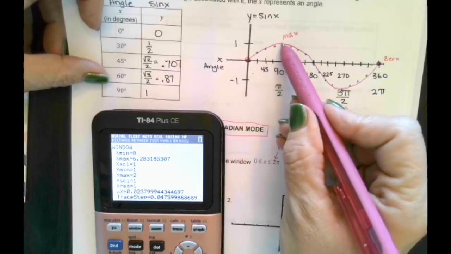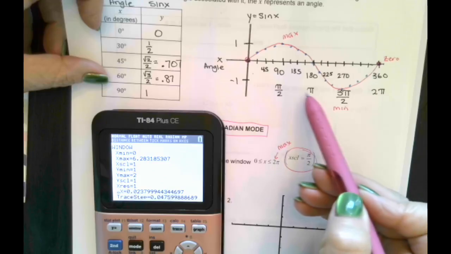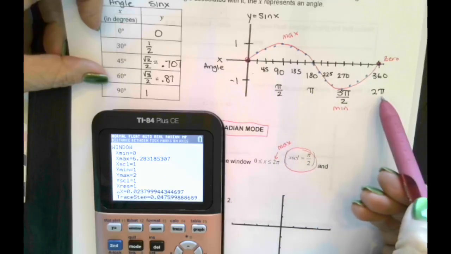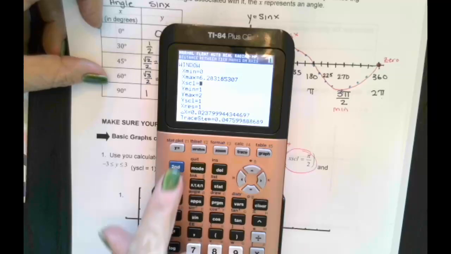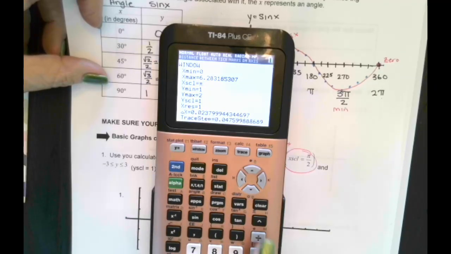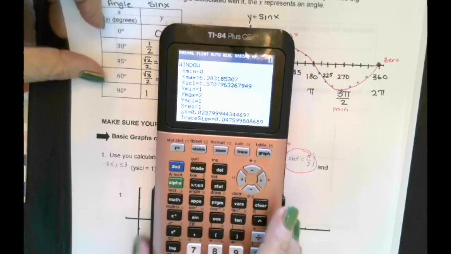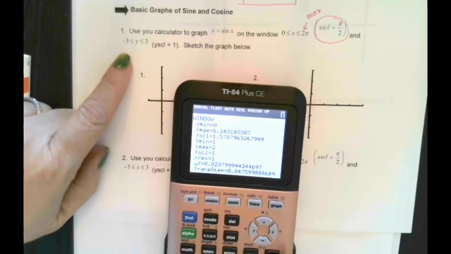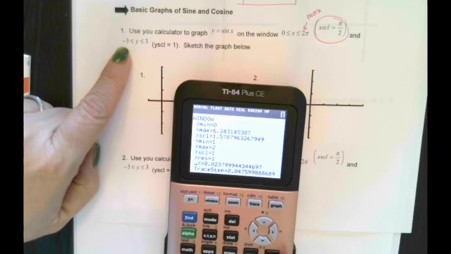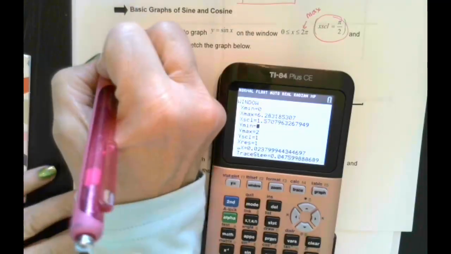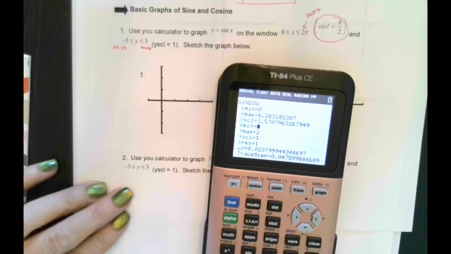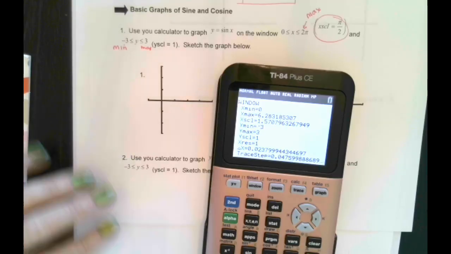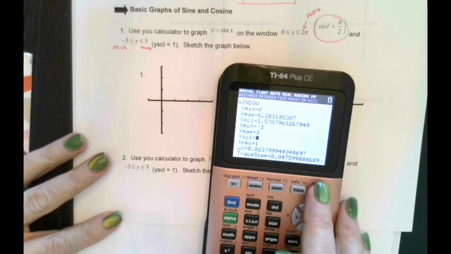So we see we have critical things that happen at pi over 2, pi, 3 pi over 2, and 2 pi. So we're going to make our scale pi over 2. So to do that, you're going to put a pi in just like you did a minute ago and then divide it by 2. Okay, now this also tells us that we want our y values, so that's my y min and my y max, to be -3 to 3 and keep the scale at 1. Okay, so now I can graph that.